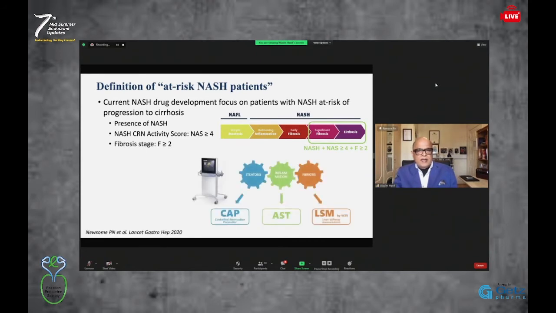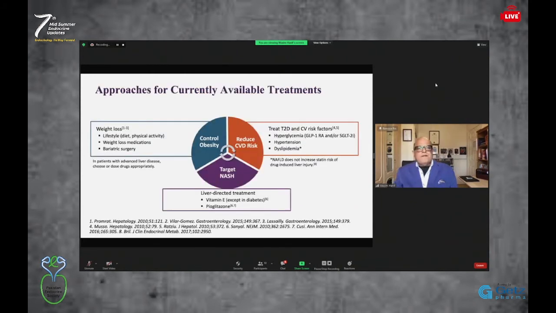And the current treatment is looking at both steatosis and inflammation. Steatosis is usually diagnosed by controlled attenuated parameters. Inflammation is the sign of AST, and fibrosis can be measured by liver stiffness measurements. So this is to do with the diagnosis and the prevalence.